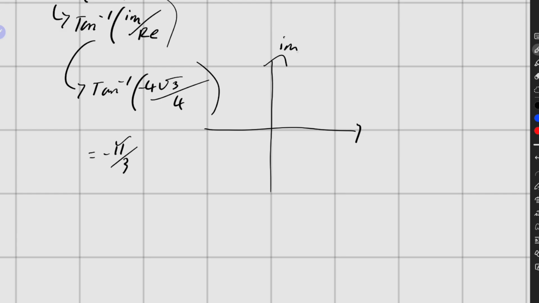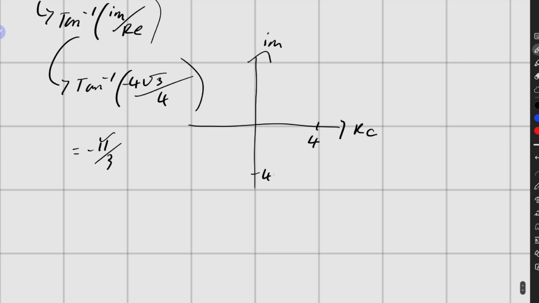So pay attention. We've got minus pi on 3. What was the original equation? The real part says 4, and then the imaginary part is minus 4 root 3. From your unit circle, you know that tan is going to be negative in this quadrant, right? So this is negative pi on 3.